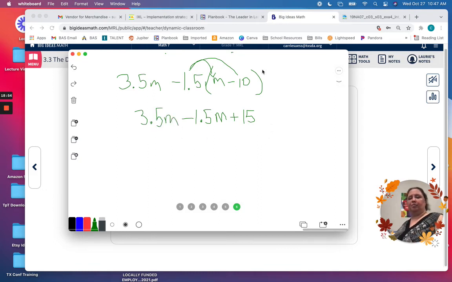Now that I've simplified the distributive property, can I simplify like terms? Yes. What's like terms here? 3.5M and 1.5M. So subtract 3.5 minus 1.5, you get 2 what? M. And then the 15 is just tacked on the end.